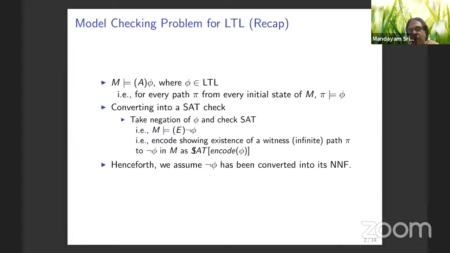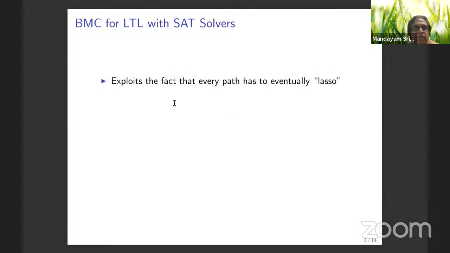And the way it is used, as I've shown for universal LTL, is by taking the negation. BMC, as you've already seen, exploits the fact that every path in a finite state transition system has to eventually be a lasso.